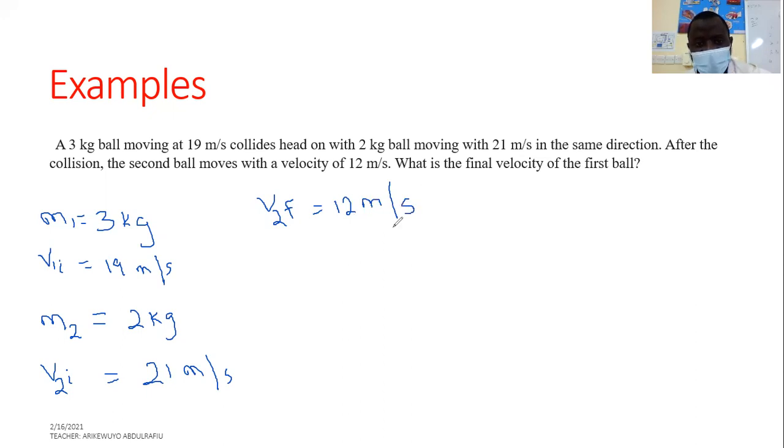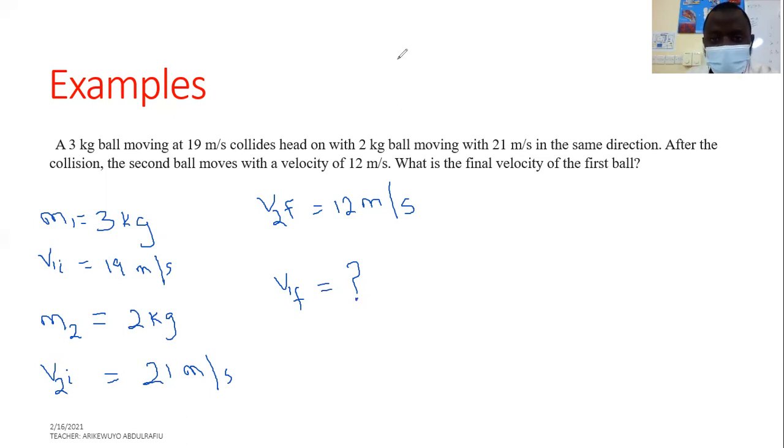And what is the final velocity of the first ball? It means we are looking for v1 final. I'm looking for v1 final. We don't know this, so I want to put a question mark. Good. This is what we are looking for. Remember that this type of collision, because after the collision the two of them move their separate ways, is called elastic collision.